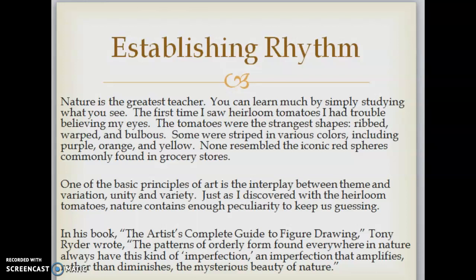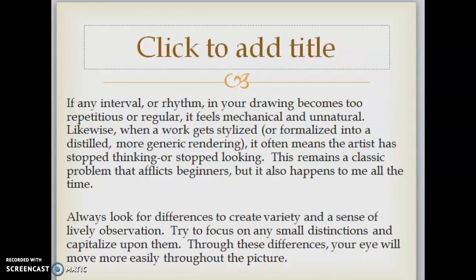One of the basic principles of art is the interplay between theme and variation, unity, and variety. Just as I discovered with the heirloom tomatoes, nature contains enough peculiarity to keep us guessing. In his book, The Artist's Complete Guide to Figure Drawing, Tony Ryder wrote, "The patterns of orderly form found everywhere in nature always have this kind of imperfection, an imperfection that amplifies rather than diminishes the mysterious beauty of nature."